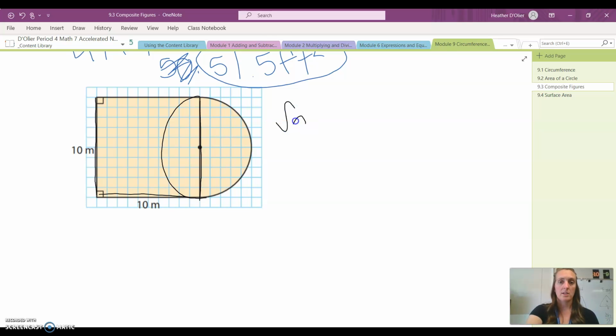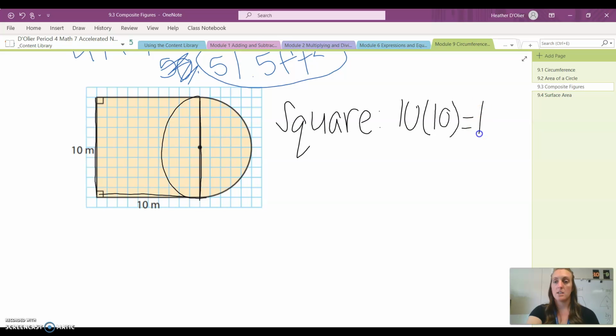So I'm going to start with a square because I feel really good with my rectangles and squares. So my square is 10 by 10, meaning I'm doing 10 times 10, which is 100. So I know that in here, this is 100 meters squared. Okay, I'm going to even write it there because I don't want to forget.